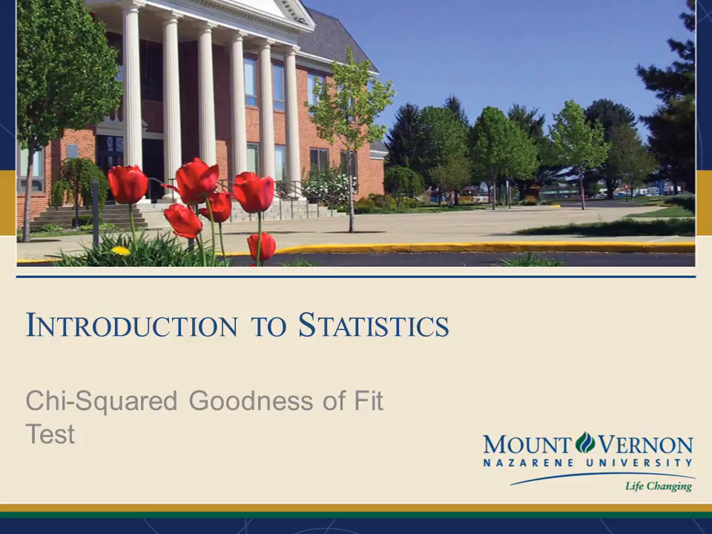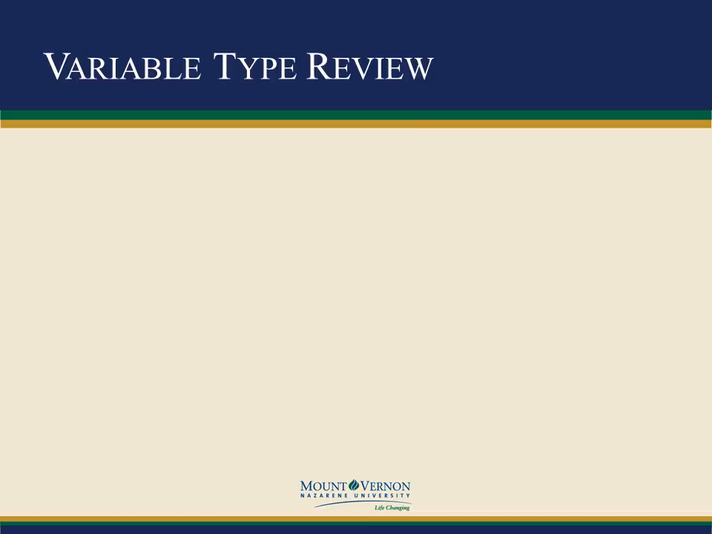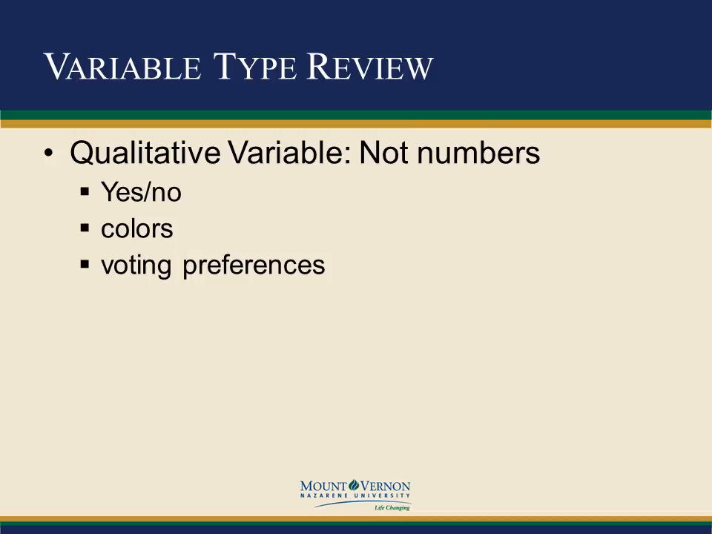In this presentation, we will discuss the chi-square goodness of fit test. The chi-square goodness of fit test is useful for comparing qualitative variables. Up until now, our tests have been useful for testing quantitative variables, but now we get a test that will help us to test hypotheses about qualitative variables. Just a reminder, qualitative variables are not numbers. These are things like yes/no answers, colors, or voting preferences.